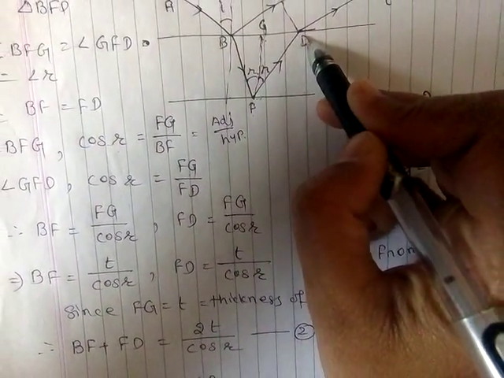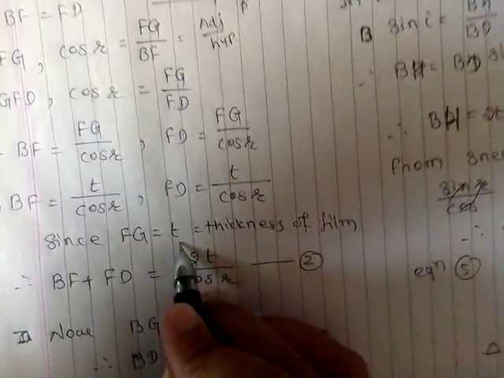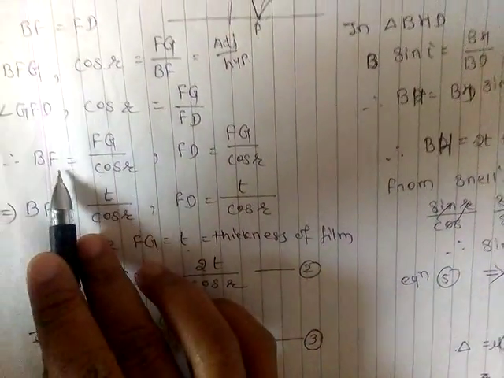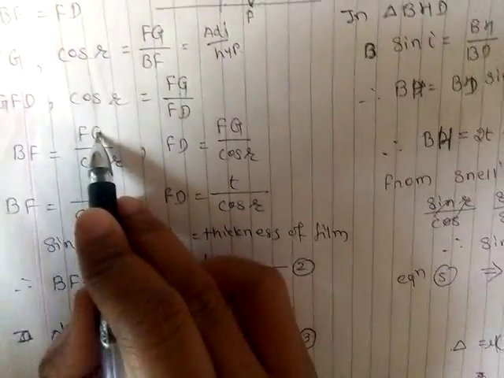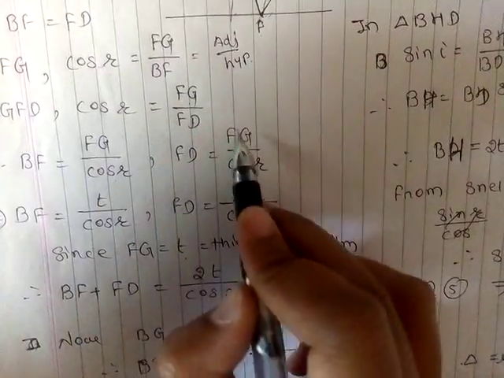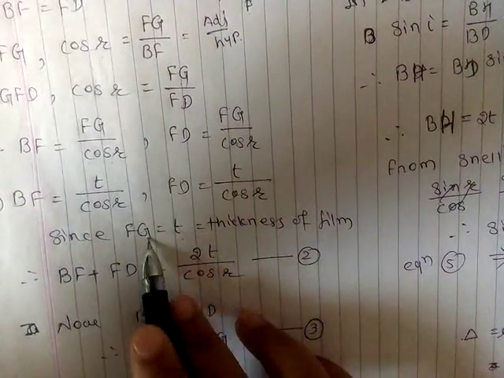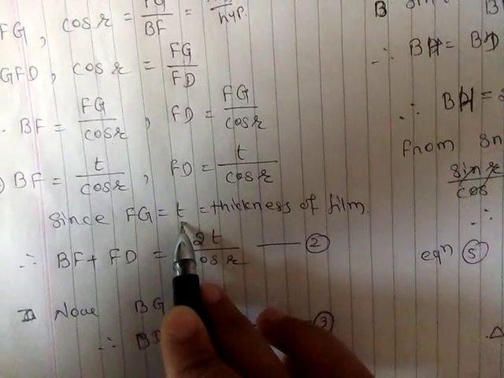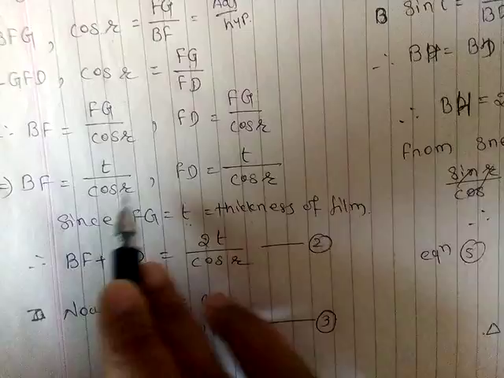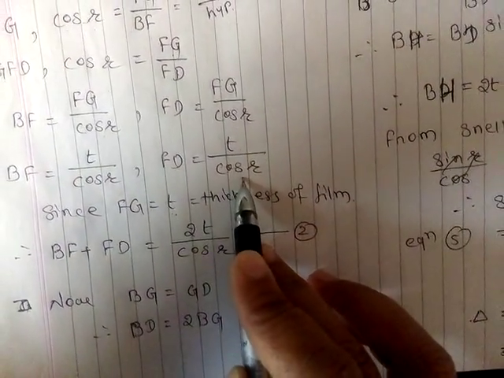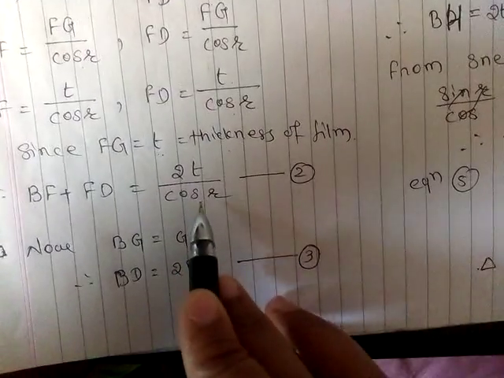FG upon FD. The value of FG is a small t, meaning the thickness of the film. After rearranging these two equations, we get BF equal to FG upon cos of R and FD equal to FG upon sin of R. Substituting the value of FG as the thickness of the film, which is nothing but the small t, we get BF equal to t cos of R and FD equal to t sin of R, and therefore BF plus FD becomes 2t cos of R.